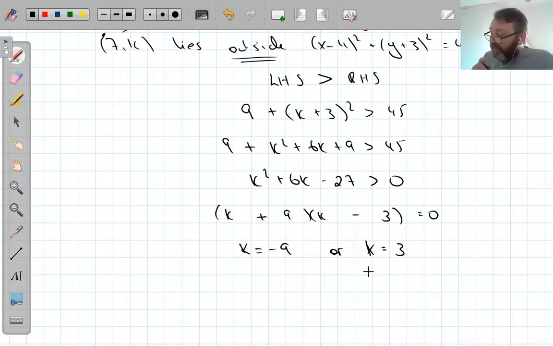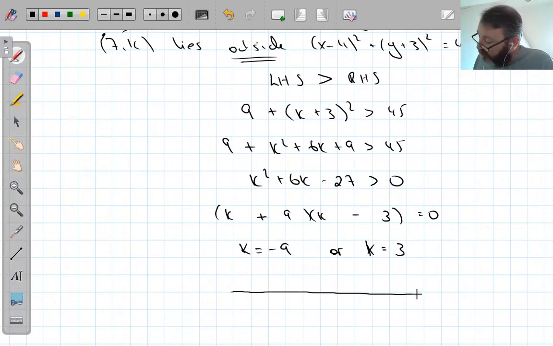Now, because it's an inequality, we have to go to the number line for this. Okay, so we actually have to draw out the number line and put these two values on the number line. So minus 9 is down here and 3 would be up here somewhere. In order to work out whether I shade between those two numbers or outside those two numbers, I have to see if 0 is available, and it is. 0 is in here somewhere.